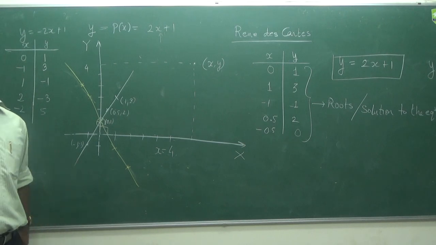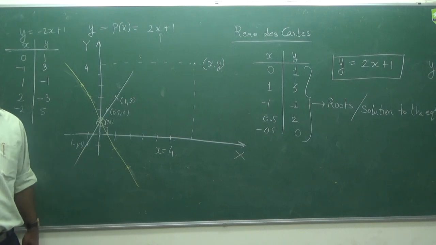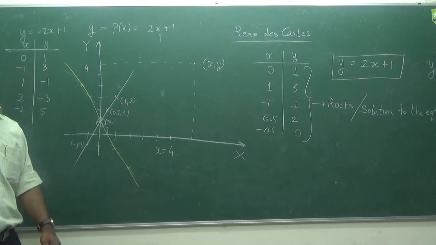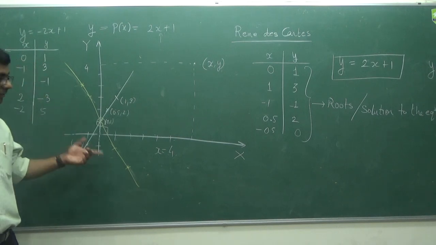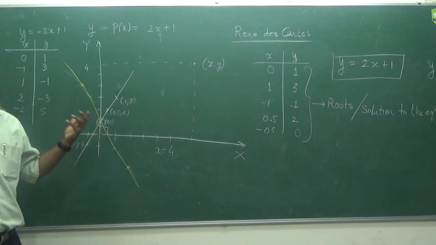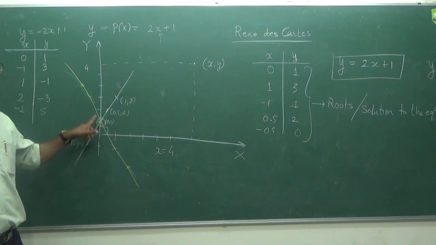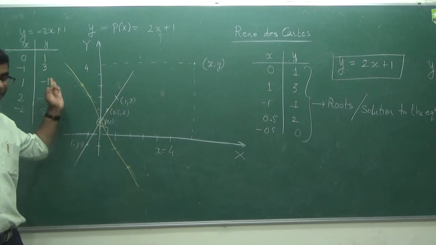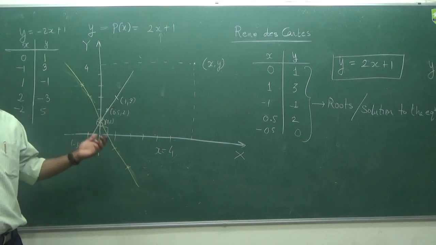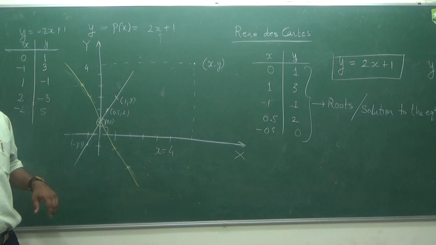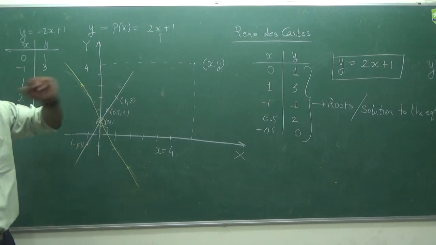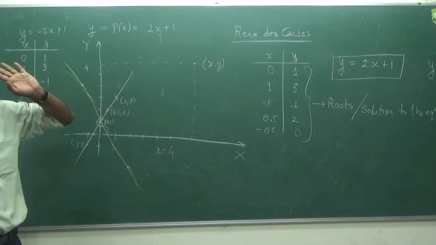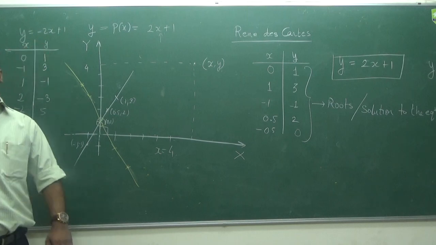If there are two lines, either they will intersect, or they will be parallel, or they will superimpose each other. Three conditions. Here, which condition is it? It is intersecting. What is the point? 0, 1. Now 0, 1 geometrically sits on both the lines, correct? And 0, 1 algebraically satisfies both the equations, y equals 2x plus 1 as well as y equals minus 2x plus 1.